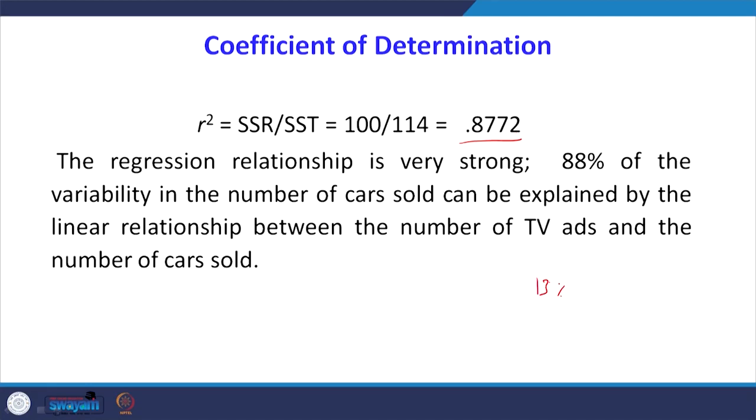That may be due to two reasons. One is we might have missed some other independent variable. There may be some other variable that affects the car sales. Another reason is that we have fitted a linear regression, but the actual data may follow a nonlinear regression. That is why we are not getting exactly 1.